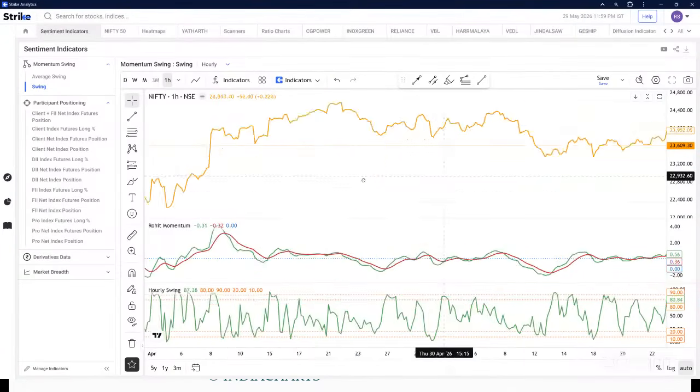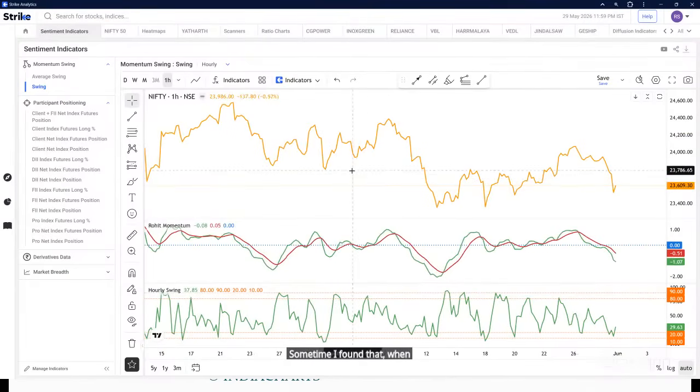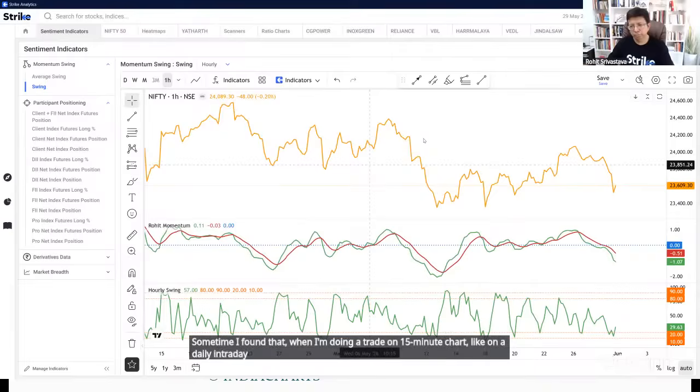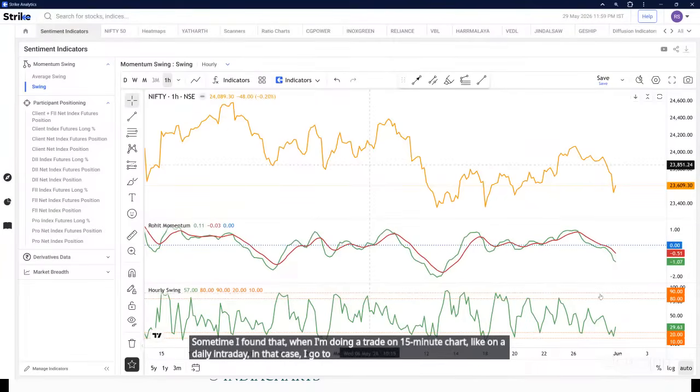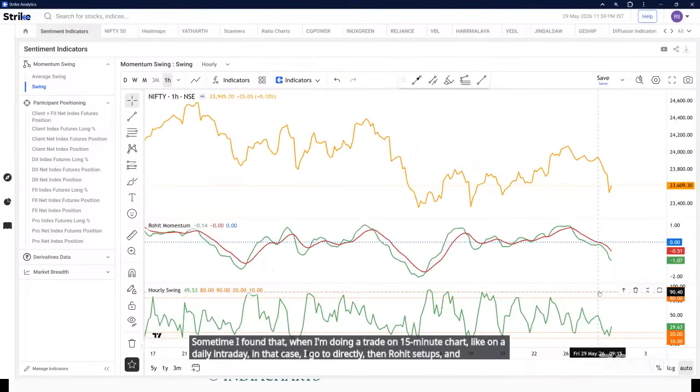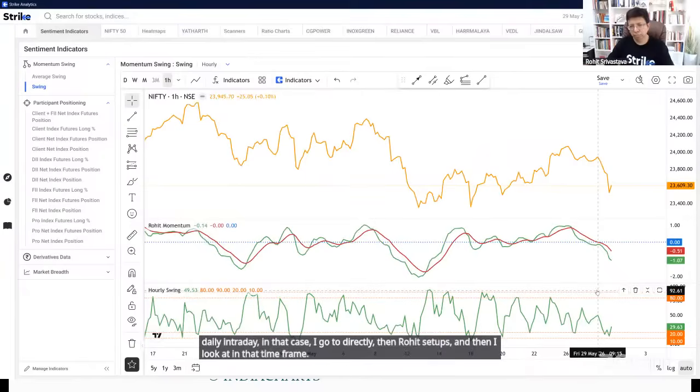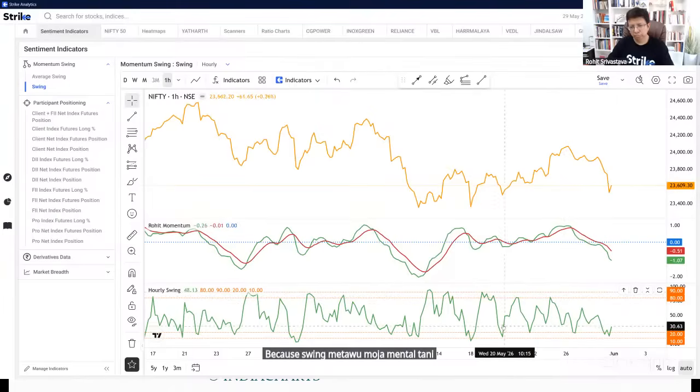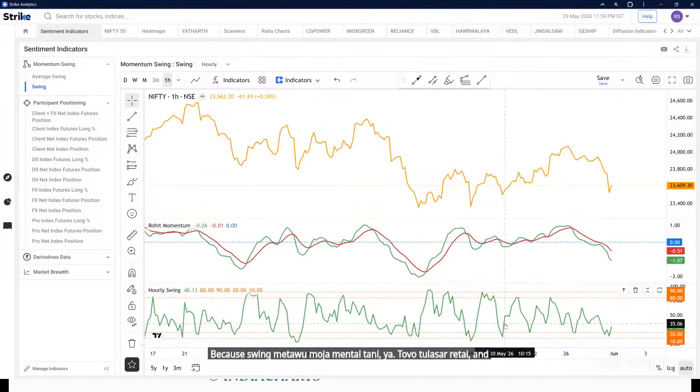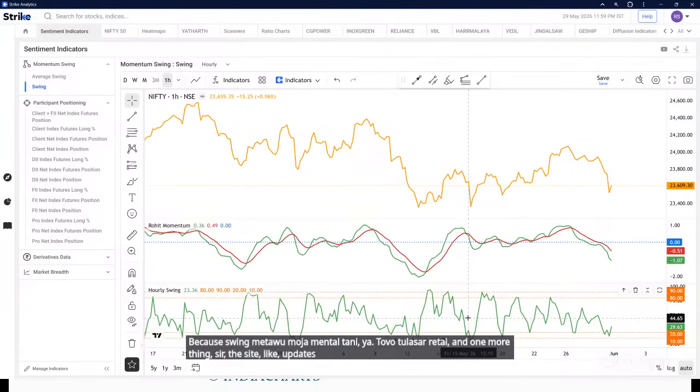Sometimes when I'm doing a trade on a 15 minute chart, like on a daily intraday, in that case I go directly to the Rohit setups, and then I look at that time frame. Because in swing, I don't get that, so it's a little bit of a problem.